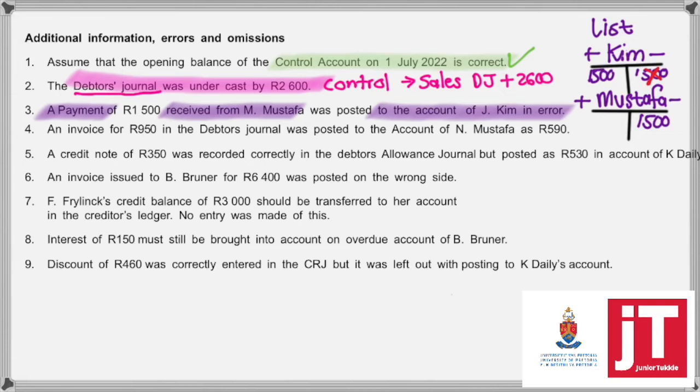The next transaction says the invoice of R950 in the debtors journal was posted to the account of Mustafa as R590. So the debtors journal is correct, therefore the control account is correct. But his account was incorrect, so the list is wrong. But how do I now fix it? The list recorded 590, so you have to get the difference between the correct amount and the incorrect amount.